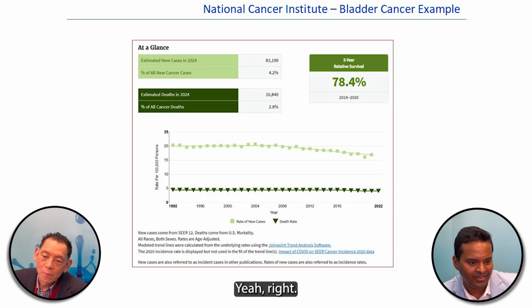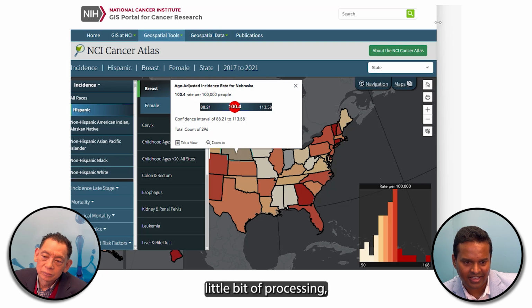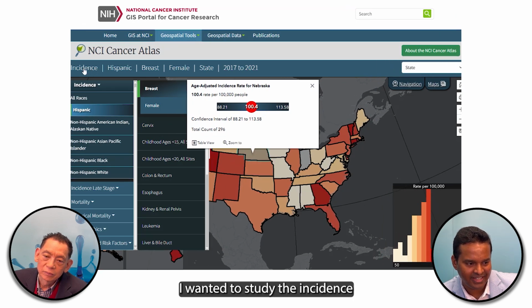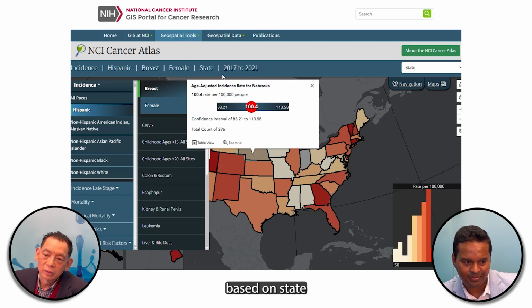So if you see here, it had a little bit of processing, so I pre-selected it. I wanted to study the incidence for the Hispanic population, for females based on state, and then for the year 2021.